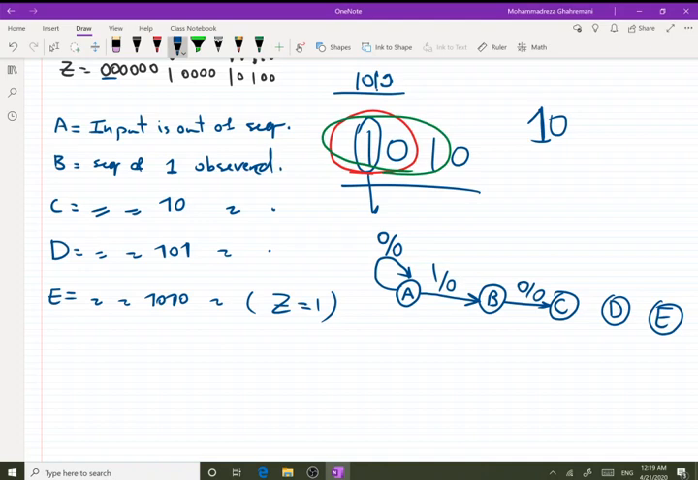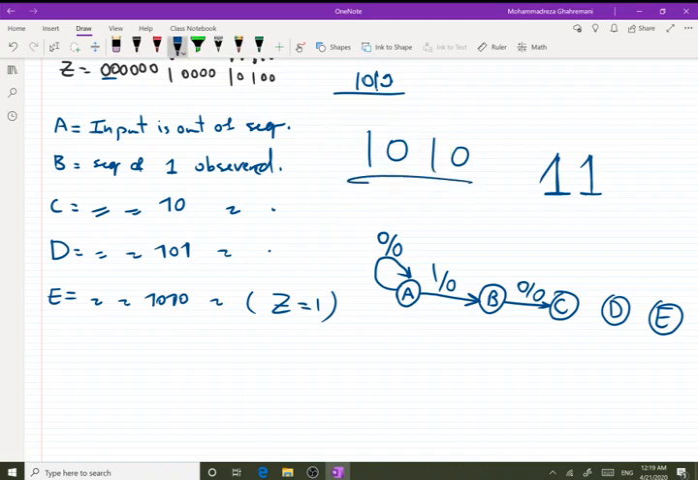Now, what if we are in state B, 1 is observed, and another 1 is observed again? We know that 1, 1 is not like this sequence, but we can ignore the first one and say the sequence starts from the second one. So again, we start from state B. So just 1, 1 is observed. If the input is 1, the state stays at state B. There is no state change, and the output is 0.